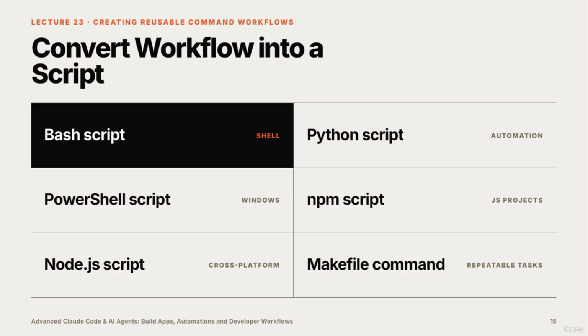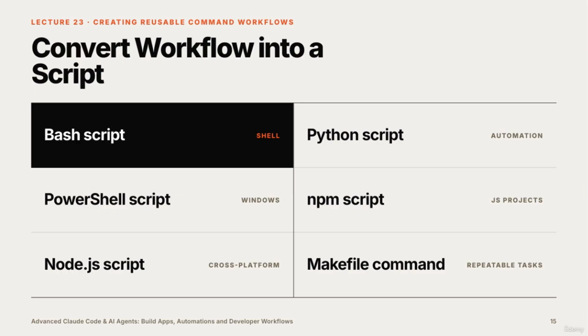For cross-platform needs, Node.js scripts can run consistently across various operating systems. Python is another versatile option, widely used for automation due to its readability and extensive libraries. If you're working within JavaScript projects, npm scripts provide a simple way to manage repeatable tasks. Lastly, makefile commands serve as a classic method to define and execute build workflows. By converting your workflows into these script formats, you create repeatable, maintainable, and efficient automation processes that save time and reduce errors.